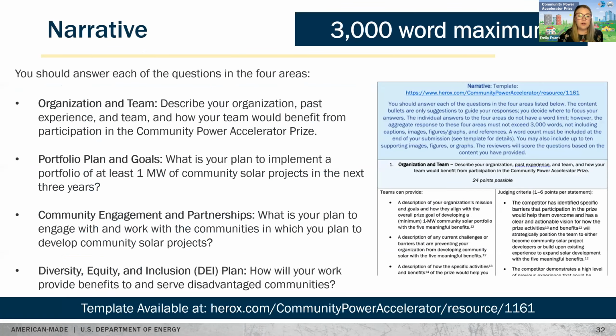The final submission requirement is the narrative, which is really the heart of your Phase 1 submission. For the narrative, we ask that you respond to a series of questions and prompts within 4 areas. And those 4 areas are organization and team. Describe your organization, past experience, and what your team looks like, who is on it, and how they would benefit from participation in the Community Power Accelerator Prize.